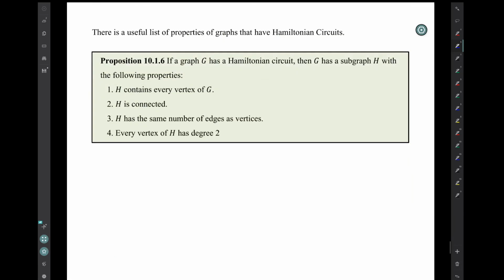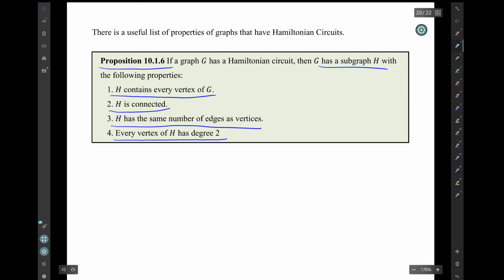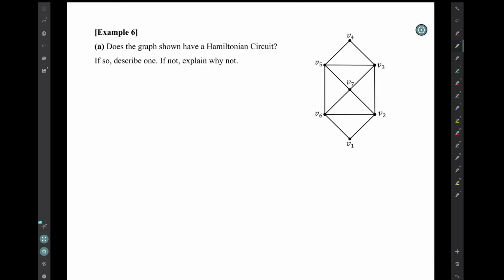There's a useful list of properties of graphs that have Hamiltonian circuits. It's articulated in this proposition. If graph G has a Hamiltonian circuit, then G has a subgraph H with these properties. H contains every vertex, H is connected, H has the same number of edges as vertices, and every vertex of H has degree 2.